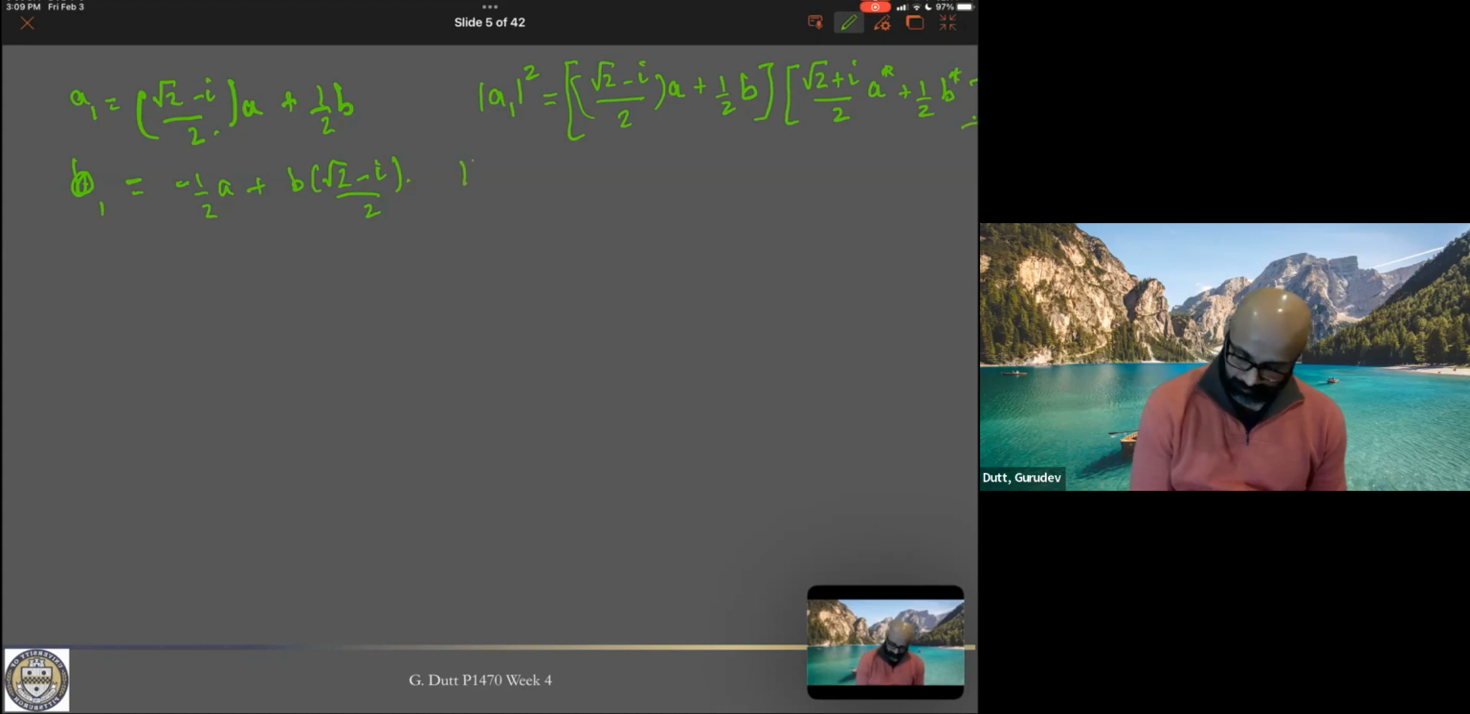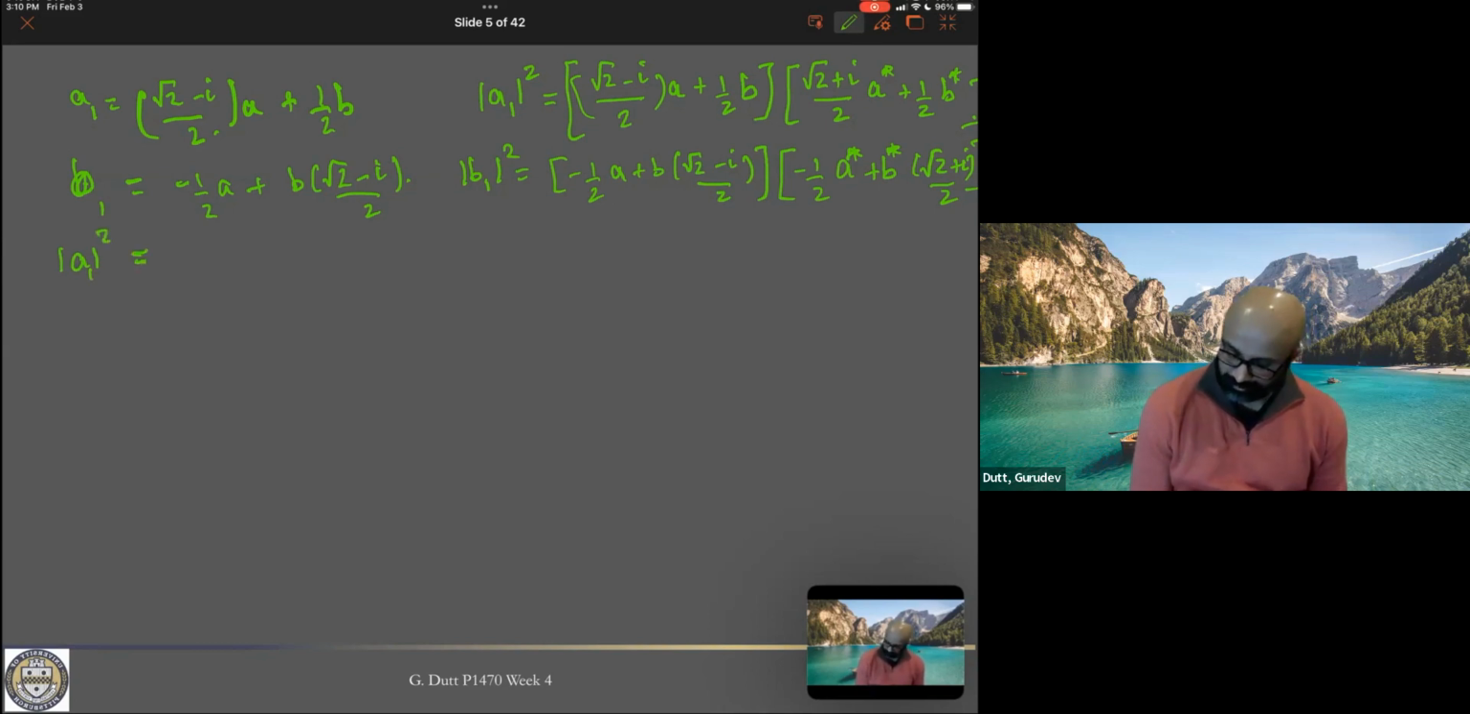And similarly, modulo B1 squared, the coefficient in front of 1 is minus 1/2 A plus B times square root 2 minus I by 2. And then over here, this is minus 1/2 A star plus B star root 2 plus I divided by 2. Okay, so we need to calculate each of these and then add them together and show that that is still 1.